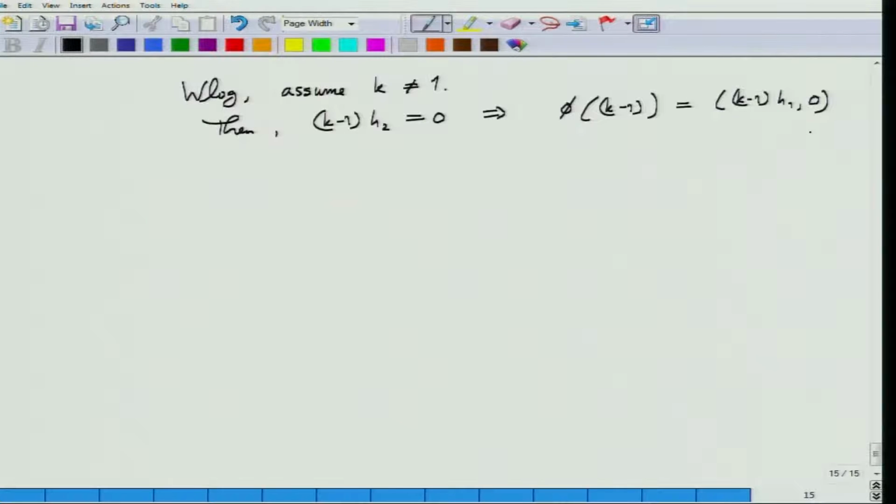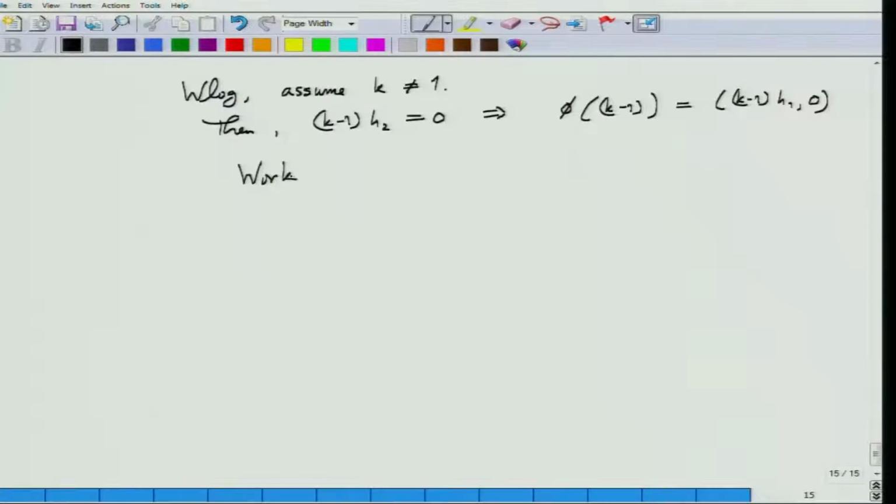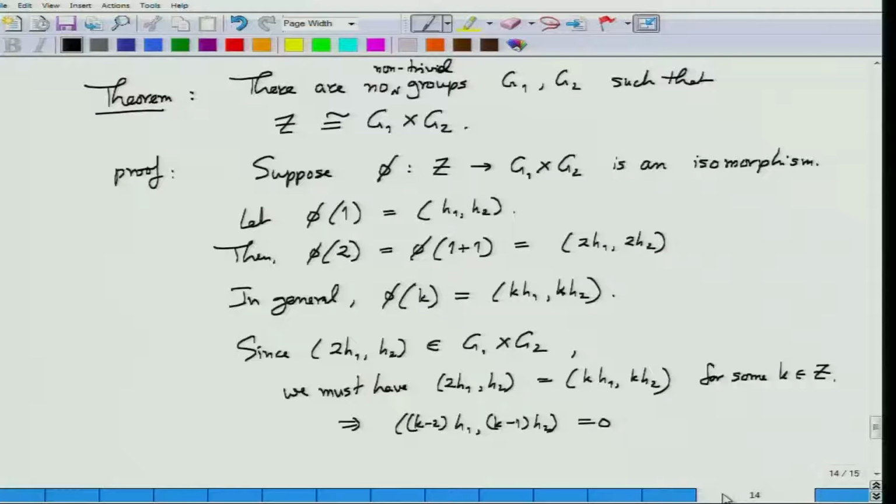Let's not spend more time on this. Work it out. This is a simple assignment problem. I am just losing my way somewhere here. It's a very simple proof. Okay, so that tells us basically that Z cannot be divided further into two smaller subgroups.